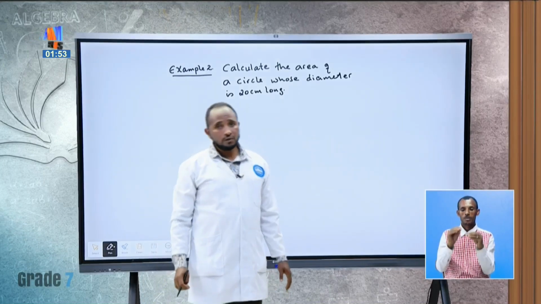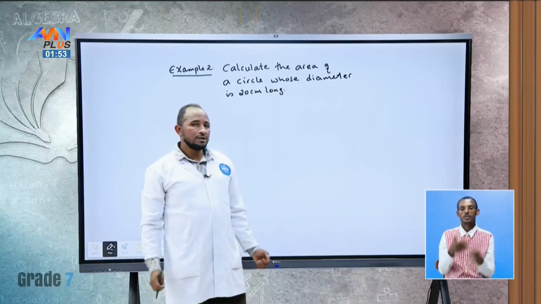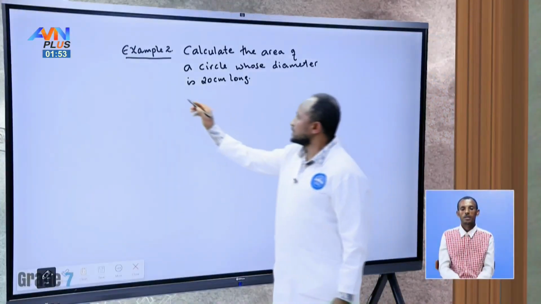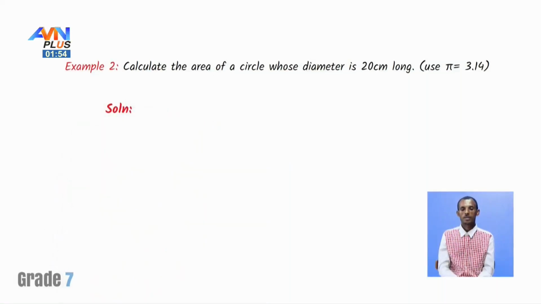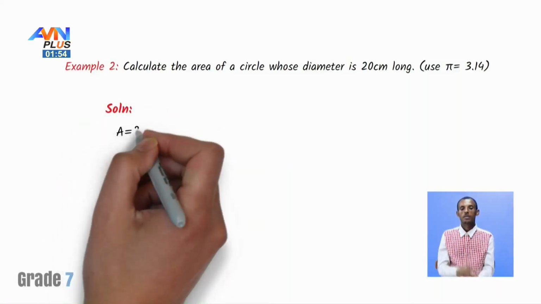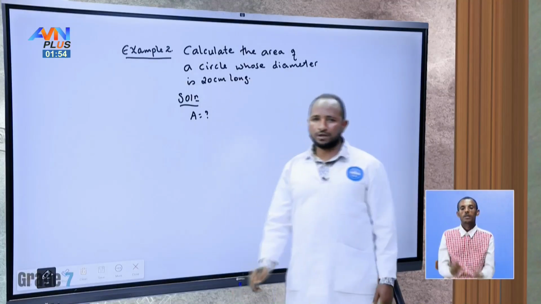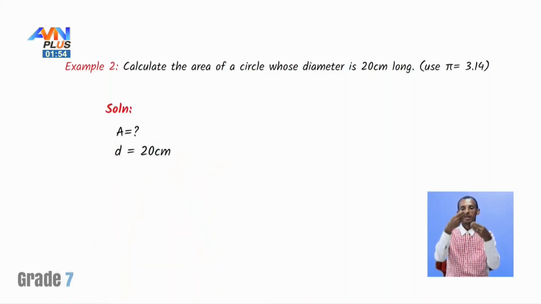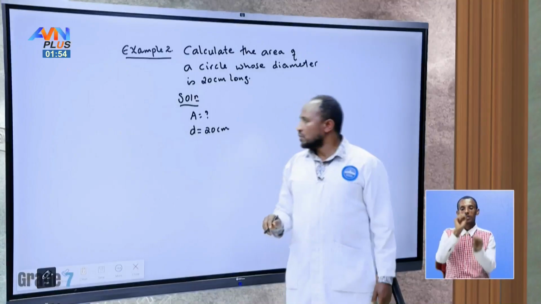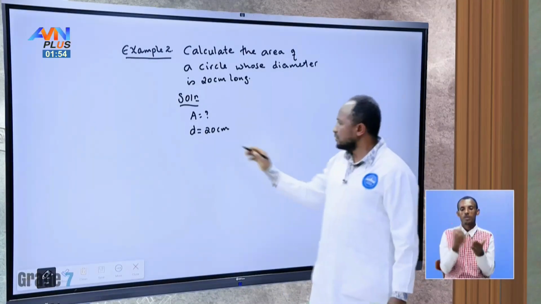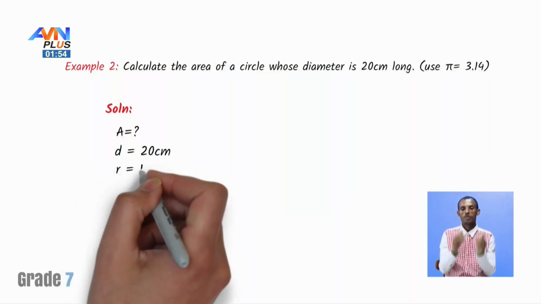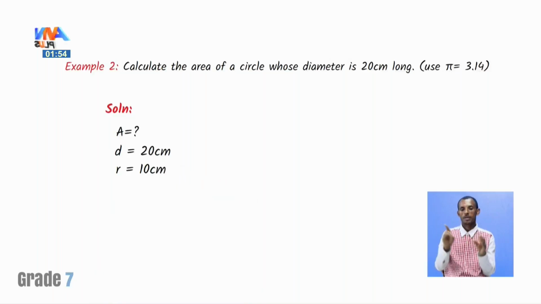Students, have you tried the question? Good. Now let's see the answer together. Here, we are asked to calculate the area of the circle, and the diameter is given. The diameter of the circle is 20 centimeters. So, we can use either of these equations. By the way, from this, you can take the radius to be half of the diameter. So the radius is 10 centimeters.